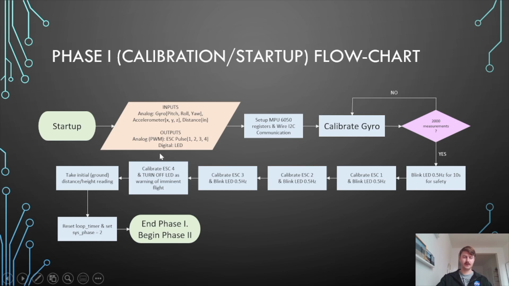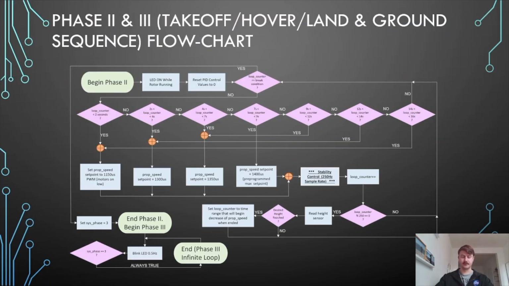After all of the calibration, an LED turns off right before flight, so everyone knows that it's about to take off and can keep adequate clearance. Then the initial height reading, or the ground level measurement, is taken, and the system phase variable is set to phase 2, which is the flight sequence.